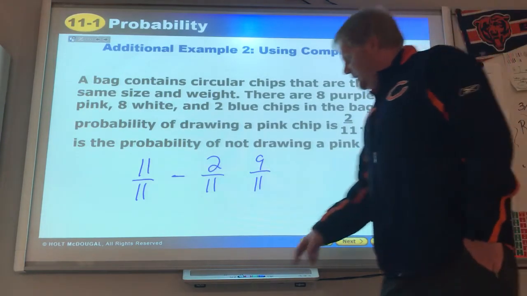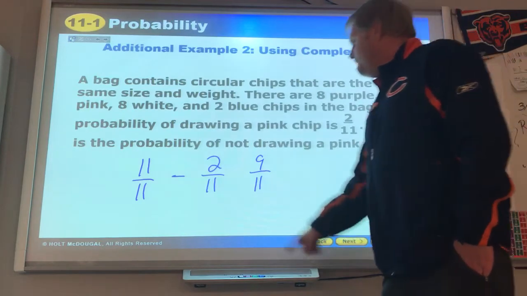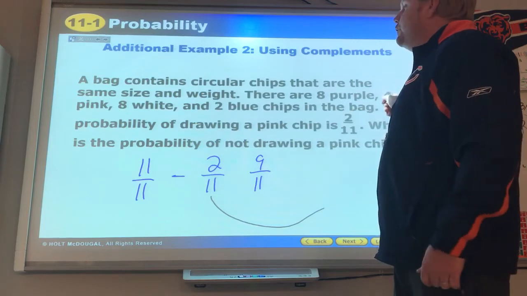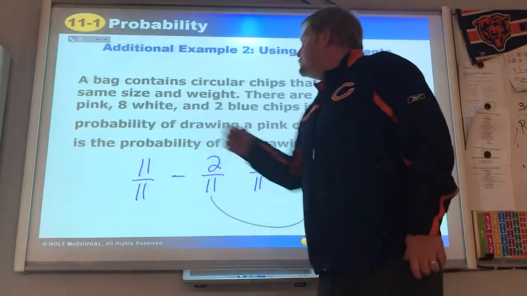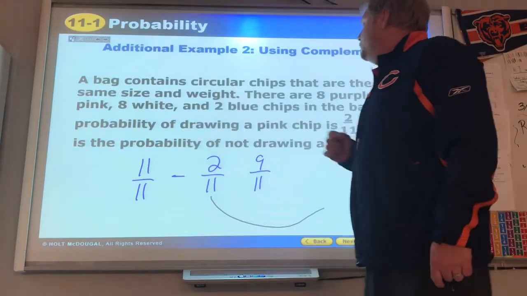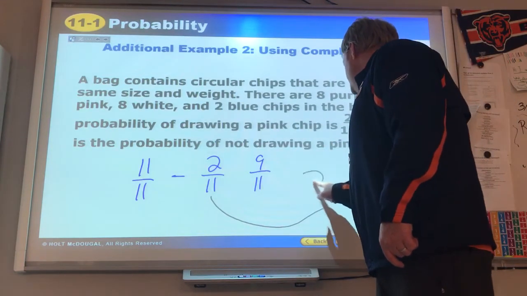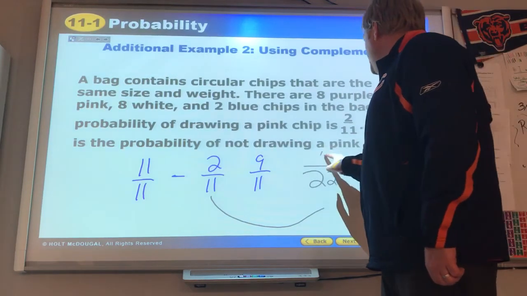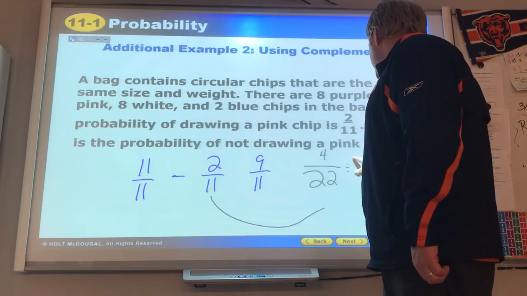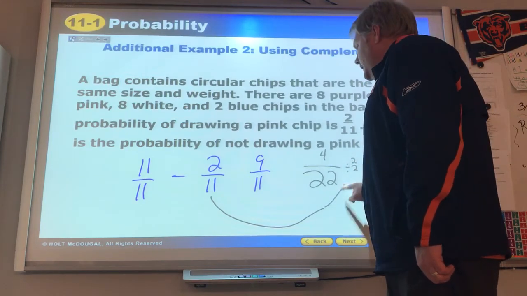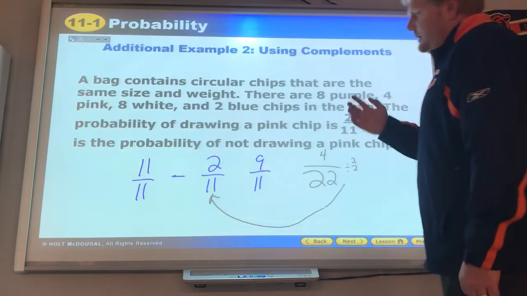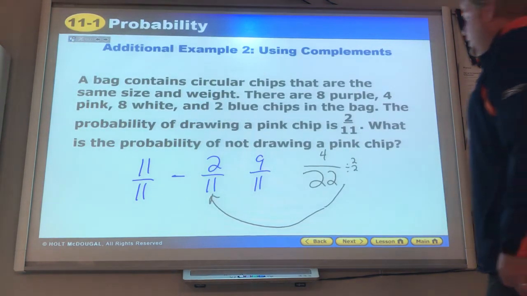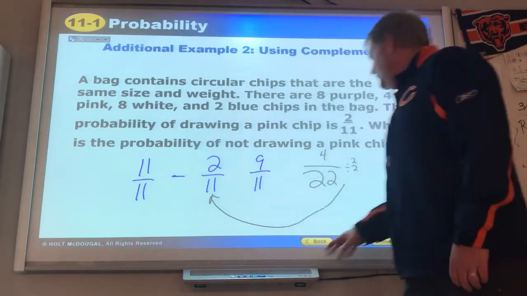And the reason or how they get 2 11ths: there are 8, 4, that's 12, 8 more, that's 20, blue, that's 22. There are 22 chips in the bag. How many of them are pink? 4. So I reduce by dividing by 2 over 2, and that gets me to my 2 11ths for my chance of drawing a pink chip. All right? Let's see what they come up with.